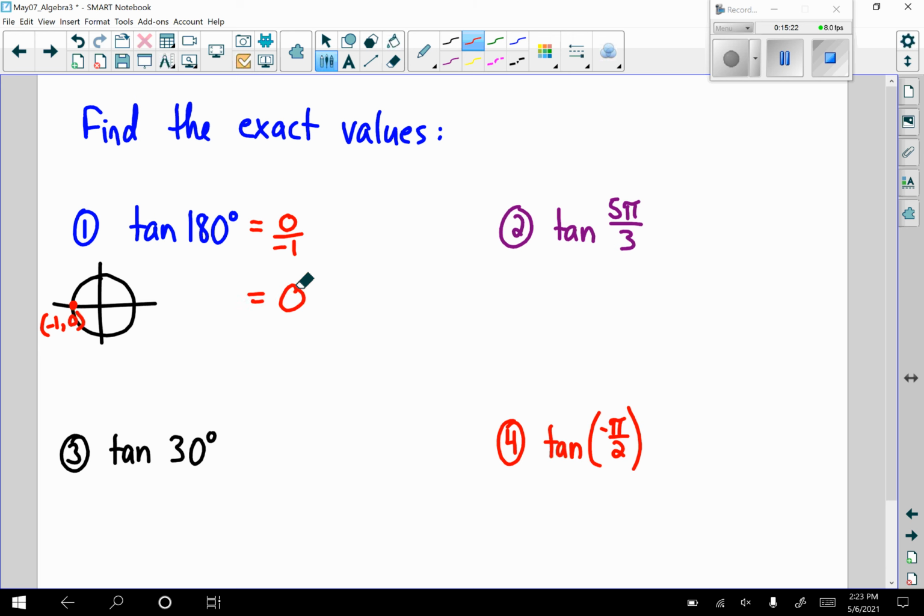And if this were the other way around, if we had, I'll just put up here, recall, like a -1 over 0, that's not 0. This is actually undefined. We cannot calculate that. So if you ever find tangent and you have to divide by a 0, you just write the answer is undefined.